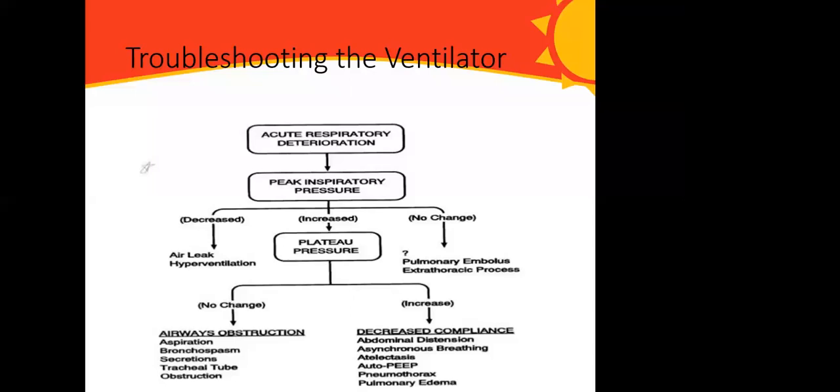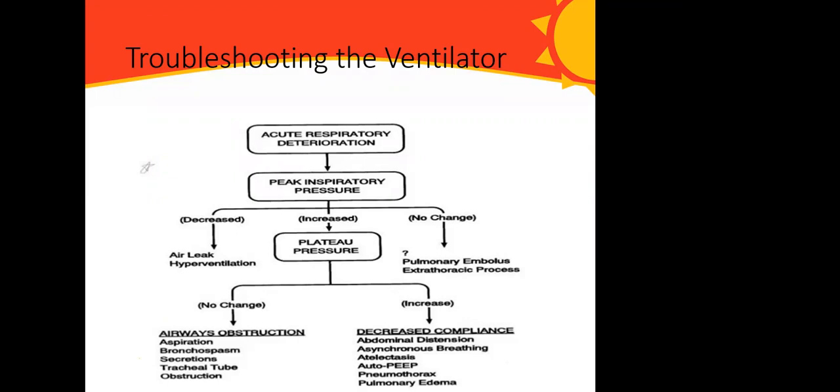If the peak inspiratory pressure is increased, you want to look at the plateau pressure. Plateau pressure is the peak inspiratory pressure minus the peak expiratory pressure. If there's no change in your plateau pressure, you look at what is causing airway obstruction here. Has this patient aspirated? Is there bronchospasm? Are there secretions? Is there obstruction in the endotracheal tube?